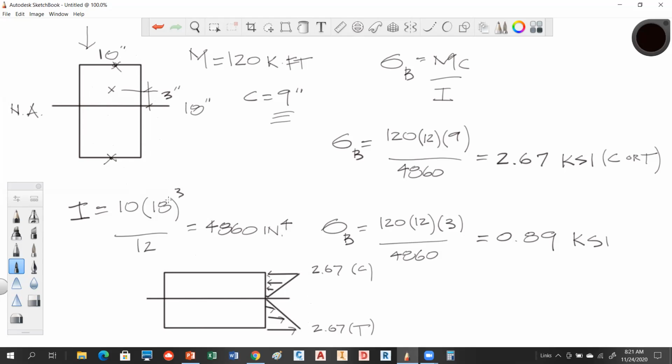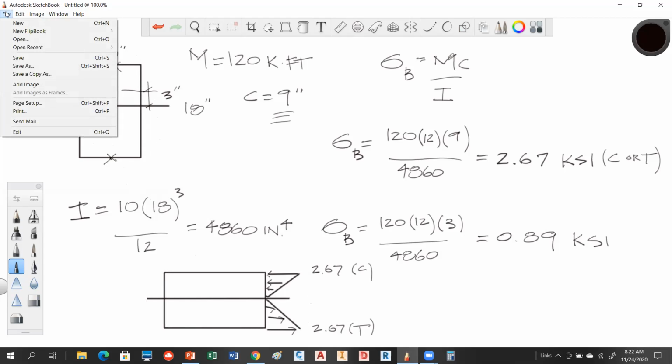Yeah. Okay. What else would we like to take a look at? I'm going to go ahead and clean this screen up. And what other problems?